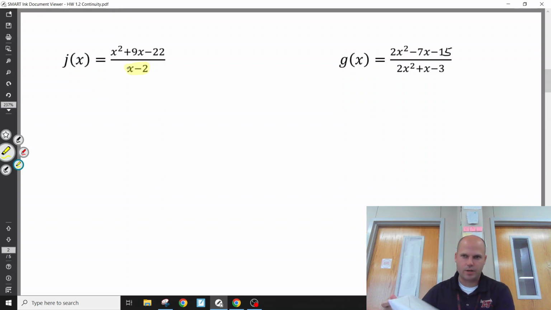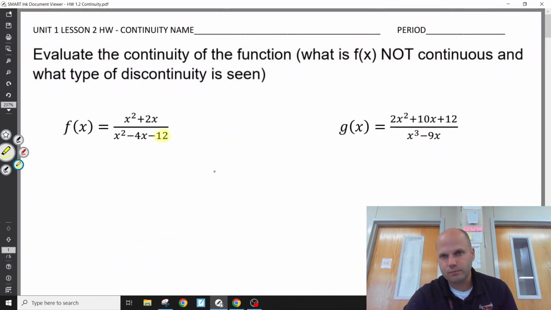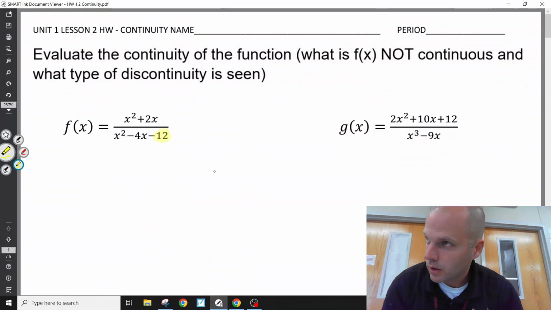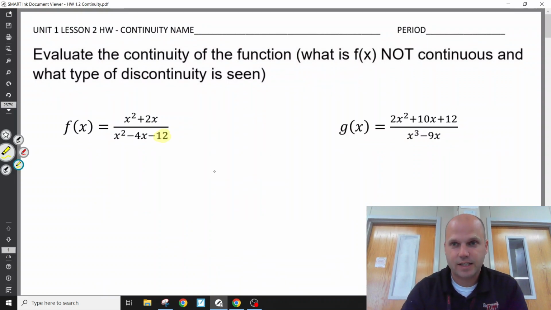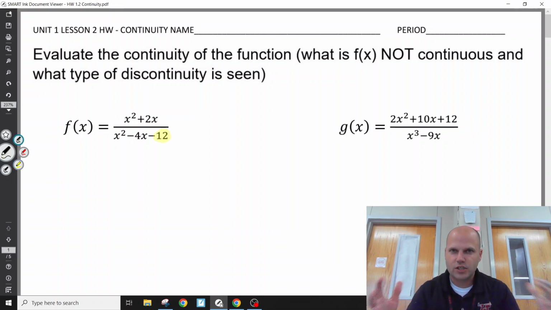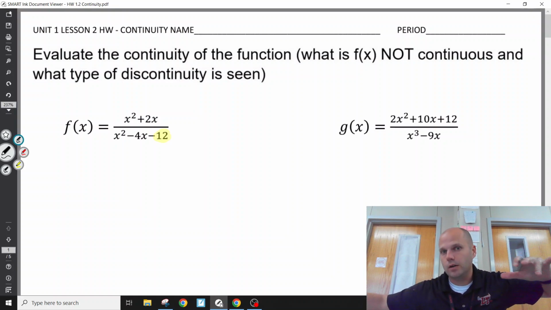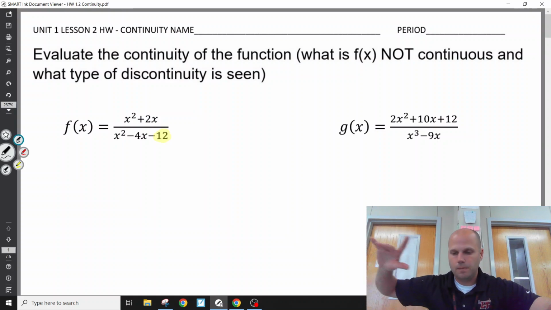We're talking about continuity here. When are functions continuous? Well, functions are usually continuous everywhere. The question is when are they not continuous? That's really what we're going to figure out. And the easiest way to go about this is, hey, you're not allowed to divide by 0. That's the first thing you should always check. Do you have a denominator? Could your denominator ever equal 0?